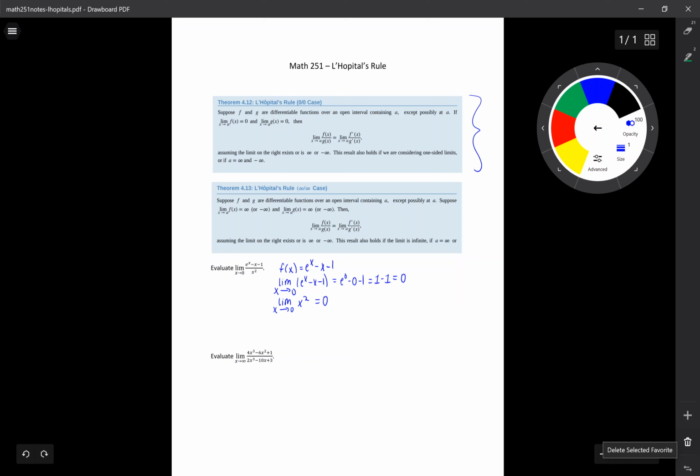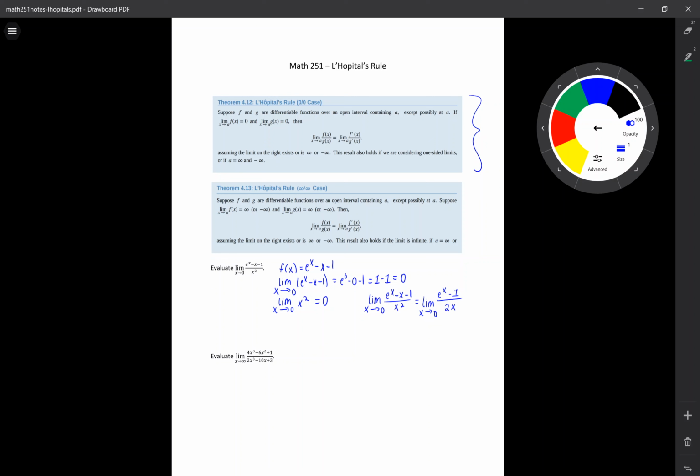And I can do this until we get an answer. So I have that my limit here, the limit as x goes to 0 of (e^x - 1) divided by x squared. If I take the derivative of this, I get the limit as x goes to 0. Well, the derivative of e^x is just e^x, and then I have minus 1 divided by 2x.